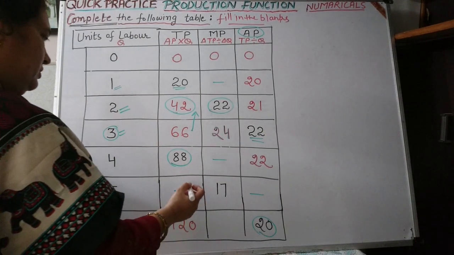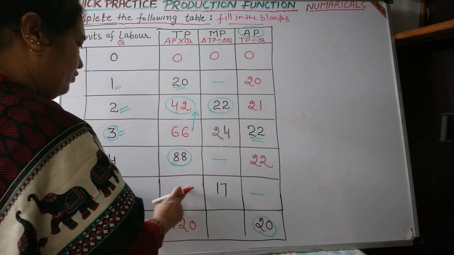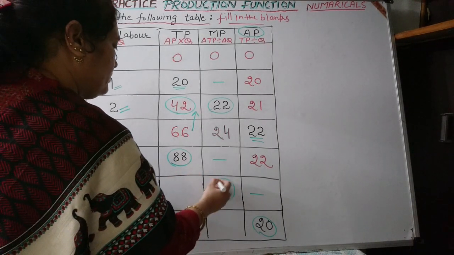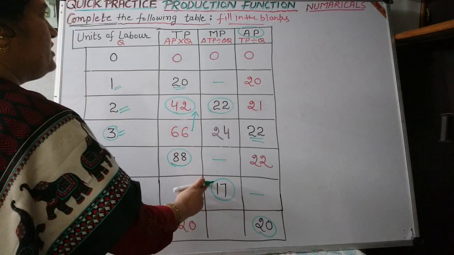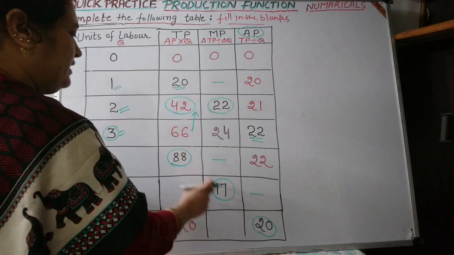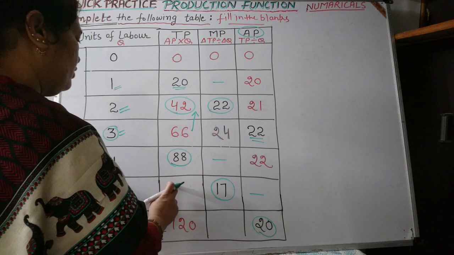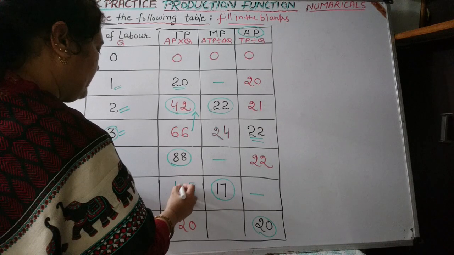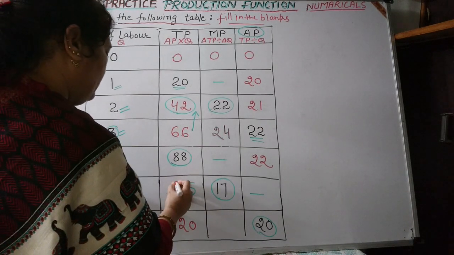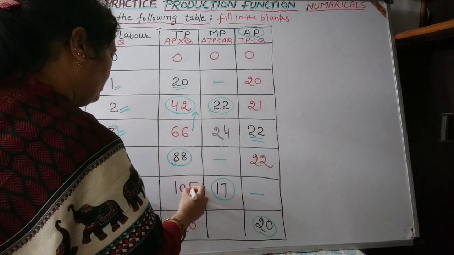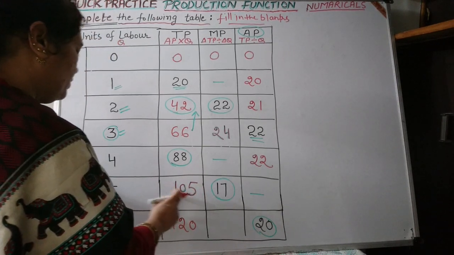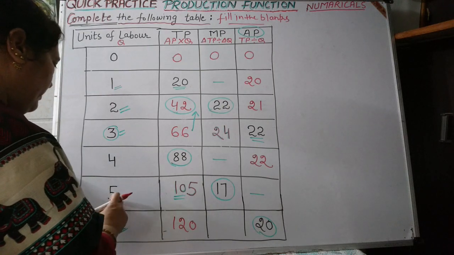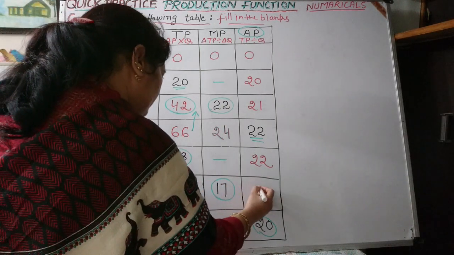And then for the calculation of total production, this value 17 shows the difference in total production. So 88 plus 17, that would be total production 105. 105 will be the value of total production, and when 105 total production is divided by quantity, 105 divided by 5, it will be 21.